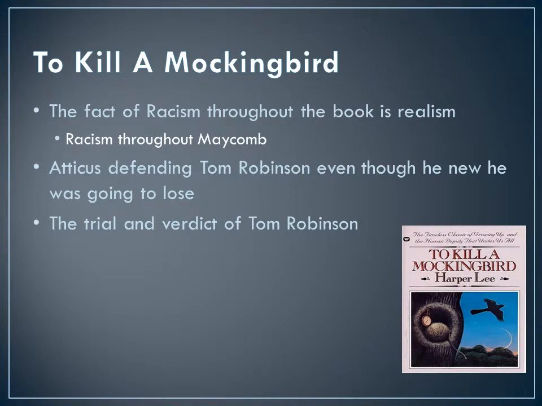In To Kill a Mockingbird, the fact of racism throughout the book is a clear example of realism. Harper Lee shows racism through her experience of racism in the 1960s. As Atticus defends Tom Robinson, he knows he is going to lose because of racism, which shows realism from the 1960s also. As the trial and verdict of Tom Robinson is guilty, racism is described as realism.